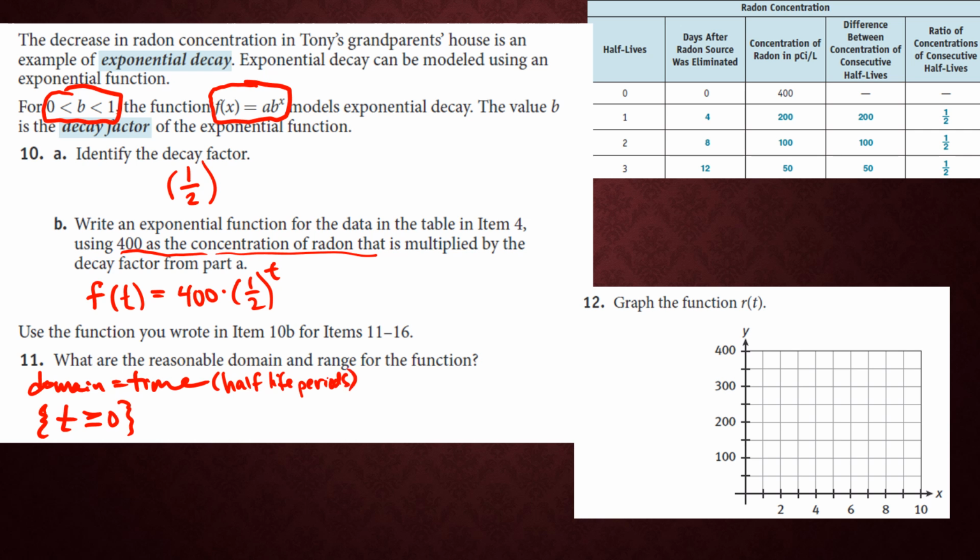And we can have any amount, technically. It's not going to just jump from 4 days to 8 days to 12 days. There's going to be times in between. So anything greater than or equal to 0 would work. For the range, that's going to be our amount, our concentration remaining, so the radon remaining.